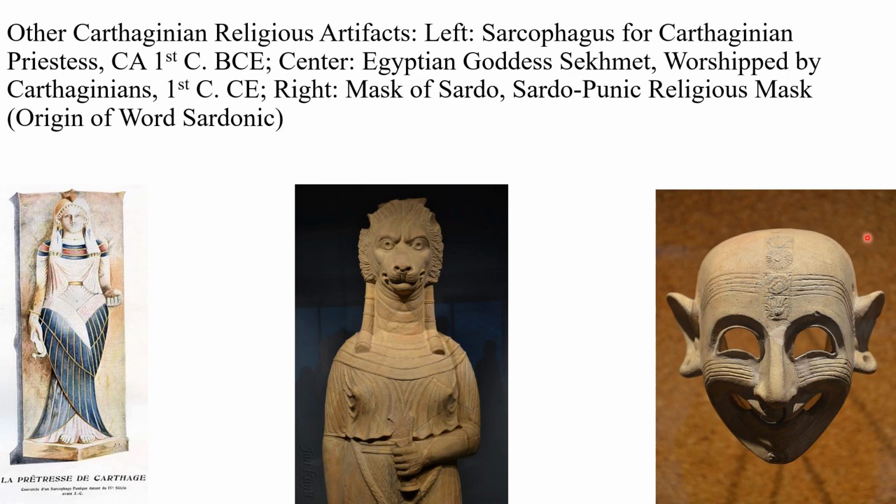This is a mask. It's called a sardo mask. These were masks that were used for religious rituals on the island of Sardinia. By the way, the term sardonic comes from sardo. Sardonic, of course, meaning having a happy expression about something that is bad. And this is a sarcophagus of a priestess. You can see the similarities between the garb of a Carthaginian priestess and Egyptians, particularly in the clothing and the headdress that she is shown to be wearing.